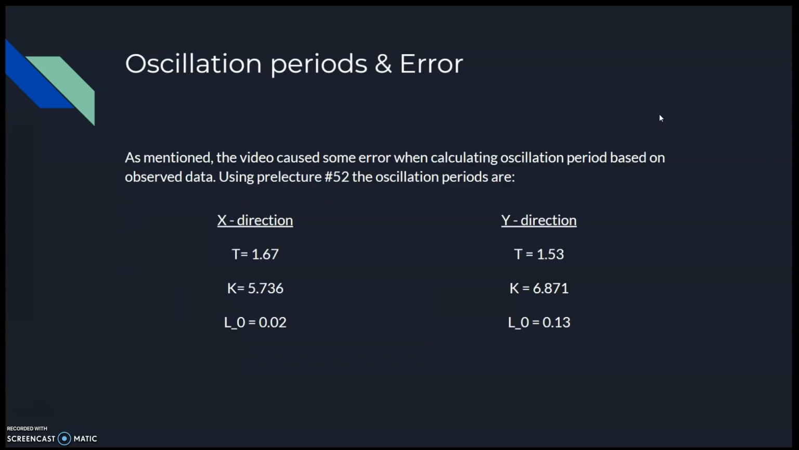Next, we have our oscillation periods and some more propagation of that original error. As mentioned, the video caused some error. So again, I based these numbers off of pre-lecture number 52, and then using those original equations that I showed at the beginning, I did some math to try to figure these out. As you can see, the oscillation periods are fairly similar, but even those small differences, that 1/10 of a second or so, led to a frankly large change in the stiffness and a very large change in the relaxed length.